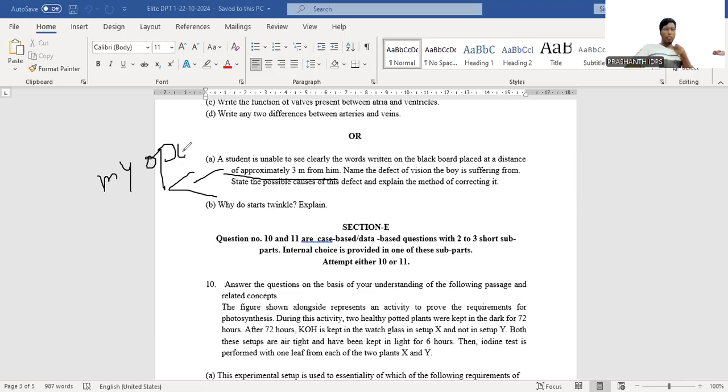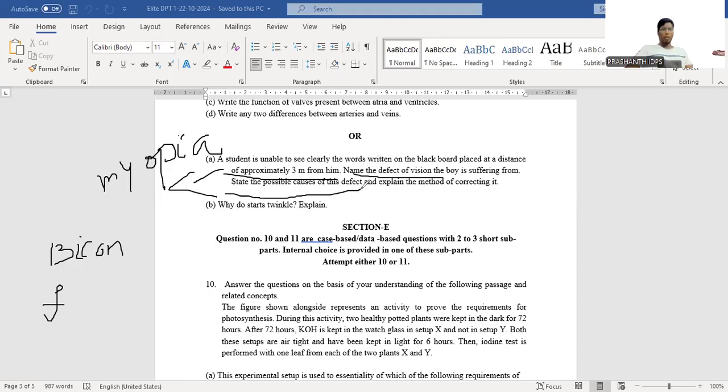So myopia, the person who is suffering with myopia, he cannot see far objects, but he can see near objects. So far objects, if a person is not able to see, he will be having which defect? Myopia. And which lens? Okay, concave lens. Okay, and the focal length sign will be negative. That also you should remember. Clear? Fine. Now name the defect. So what is the defect? Myopia. The boy is suffering from myopia.